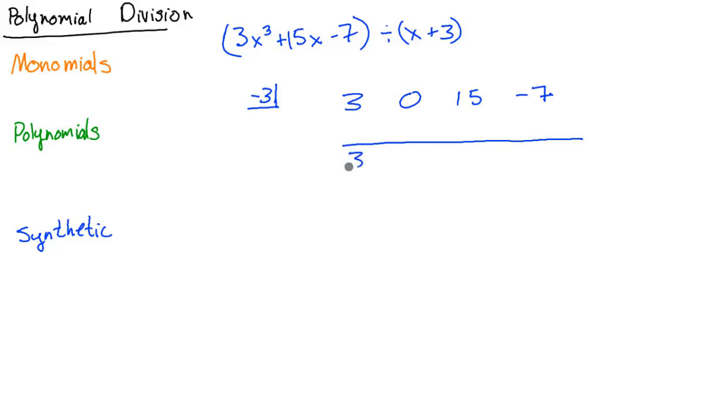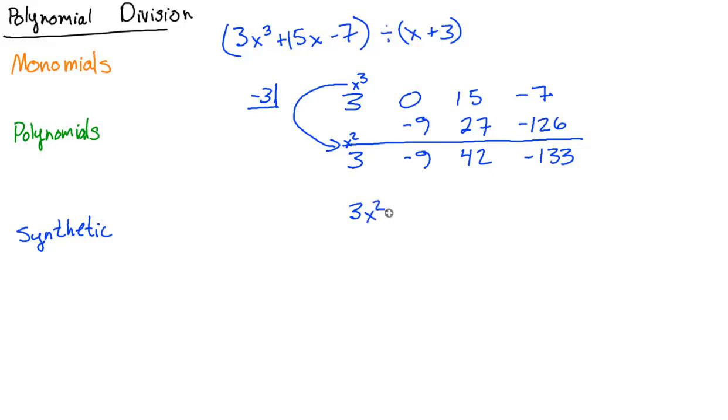So add straight down. Negative 3 times 3 is negative 9. 0 plus a negative 9 is negative 9. Negative 3 times negative 9 is positive 27. 15 plus 27 is 42. Negative 3 times 42 is negative 126. Negative 7 and negative 126 is negative 133. So this was an x cubed. It now drops a power down to an x squared. And so we have 3x squared minus 9x plus 42 with a remainder of negative 133 over x plus 3.